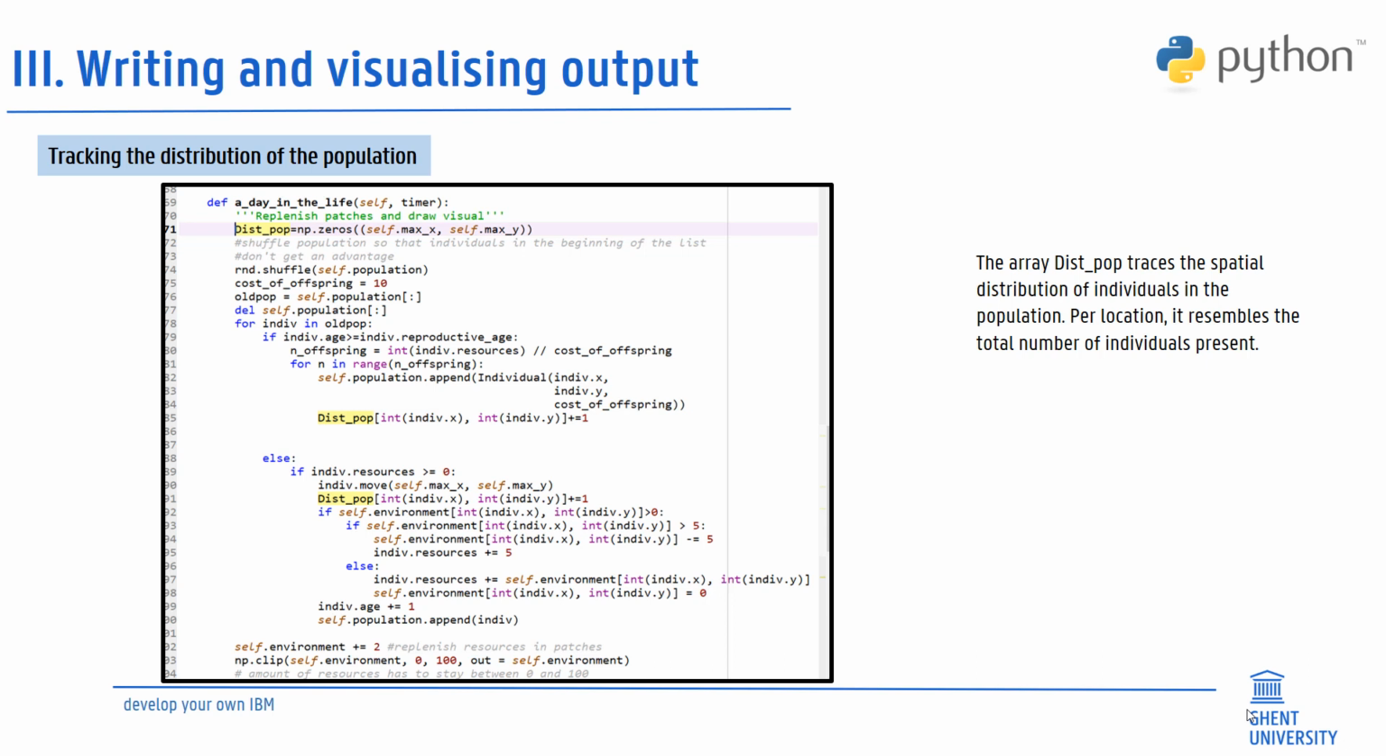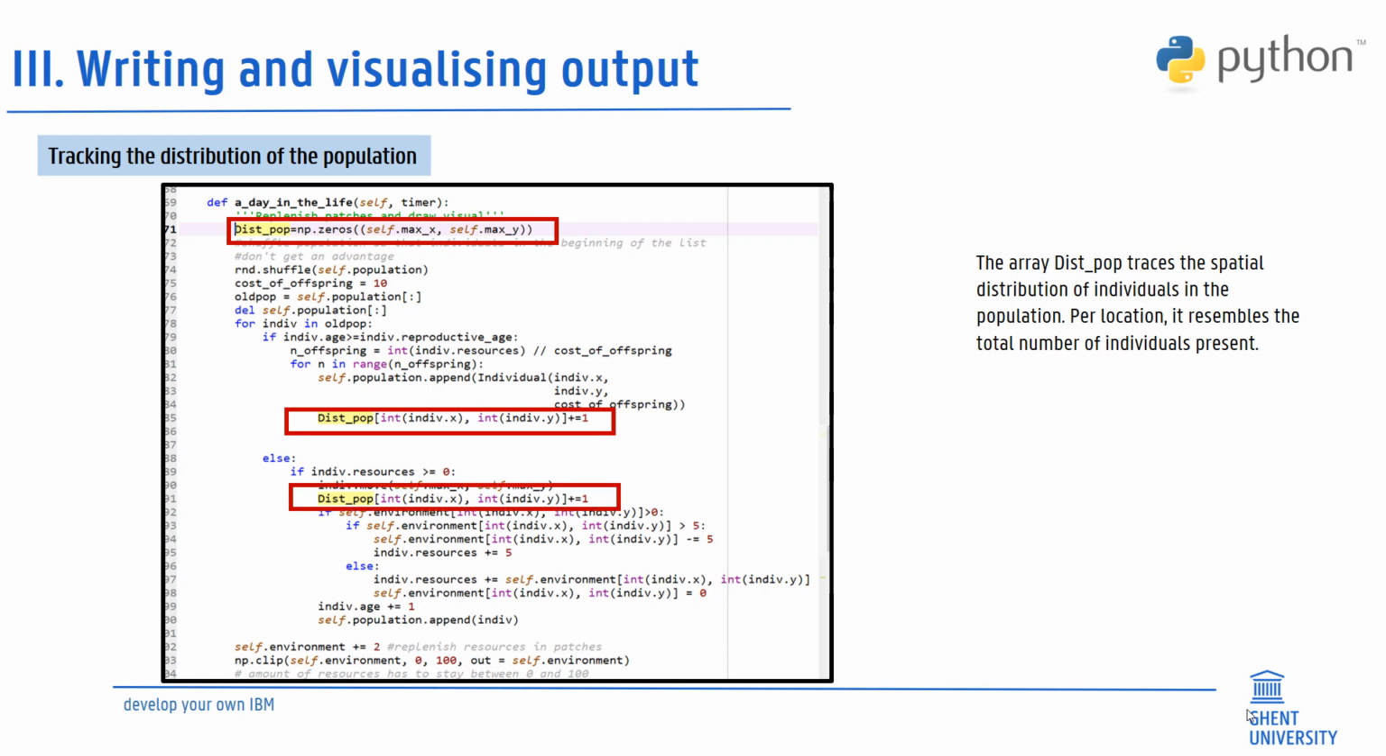Of course, we also need to track or to monitor the changes in the populations or the landscape. To track the distribution of the individuals, we define the array dispop, which summarizes the total number of individuals represented in each grid cell. Starting again from a null matrix, we increase the values of each cell with the number of offspring born and with the surviving adults.